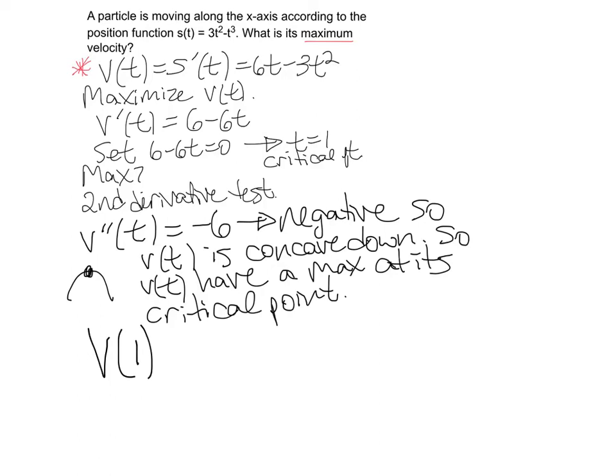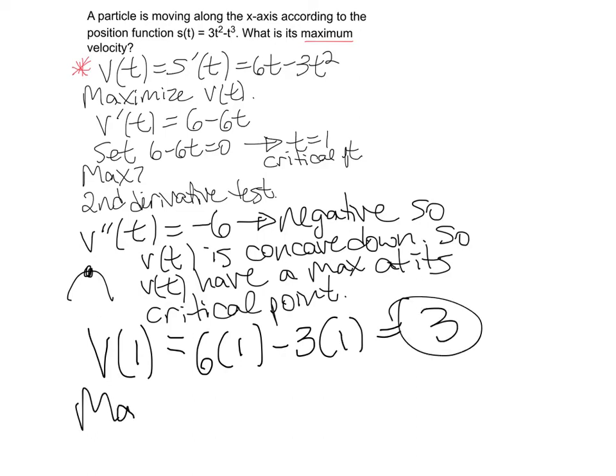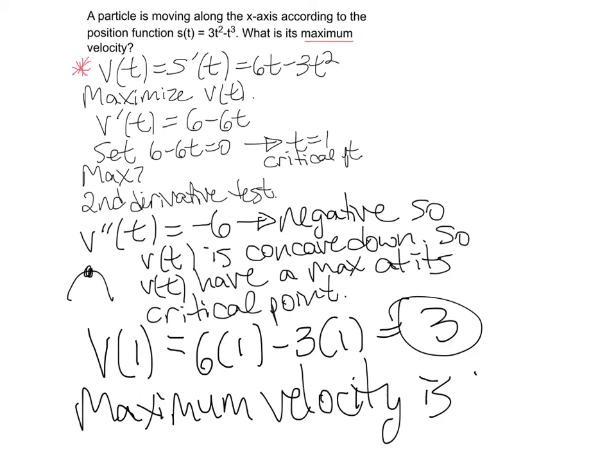We plug the critical point back into the original velocity function, and we get 6 times 1 minus 3 times 1, which is 3. So maximum velocity is 3. There are no units here, but this would be, let's say, feet per second, centimeters per second, miles per hour, whatever units of velocity they would have given us in the problem had they given us units of velocity.